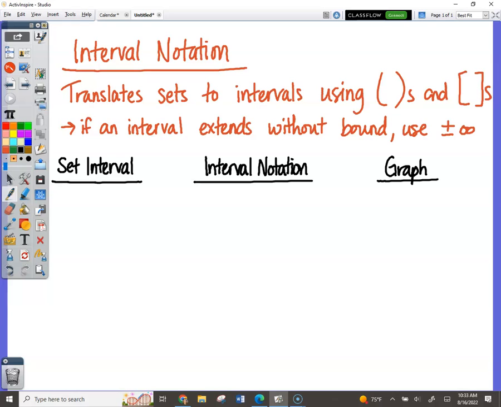So let me give you some examples. We have 5 examples where we're going to write the set interval that we've been doing. We've been dealing with set notation. Now we're going to deal with interval notation. Then I'm going to show you what it looks like in interval notation and what it looks like on a graph, on a number line. So the first one looks like this.